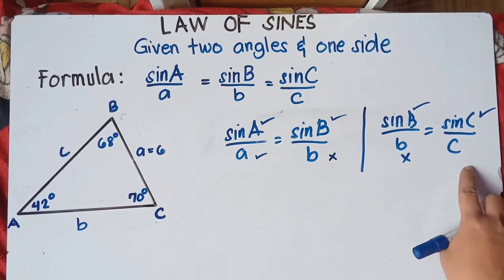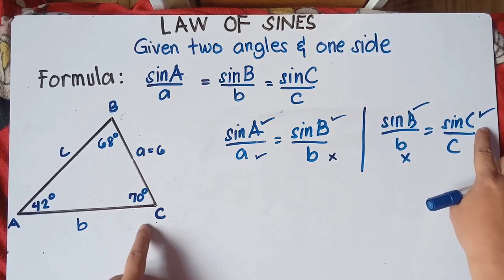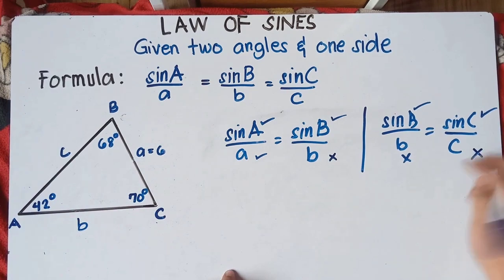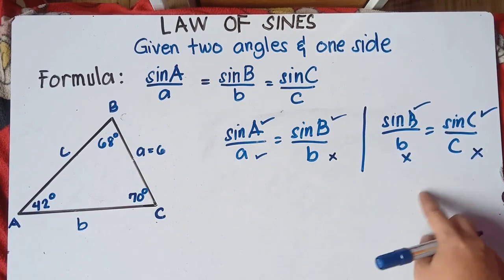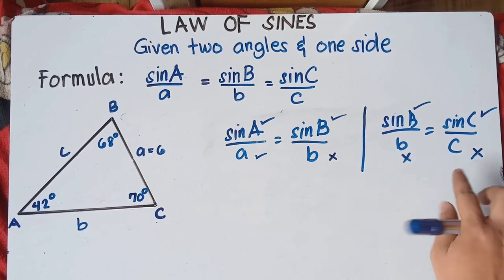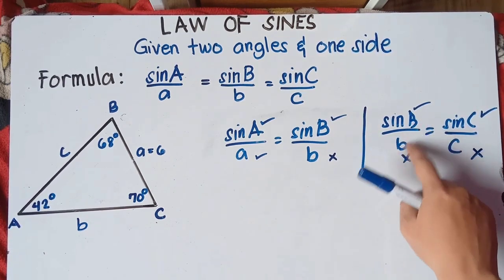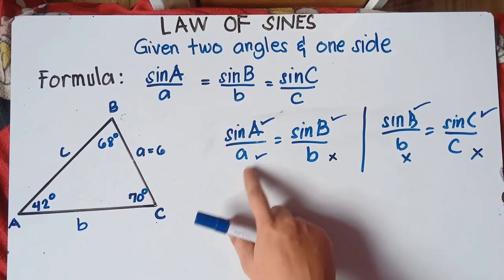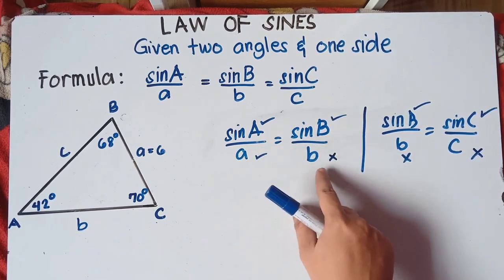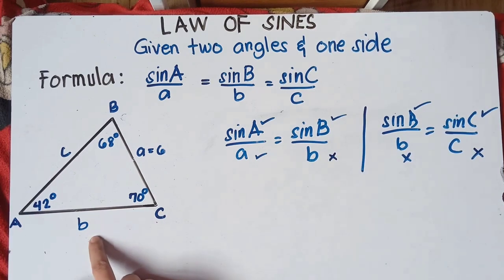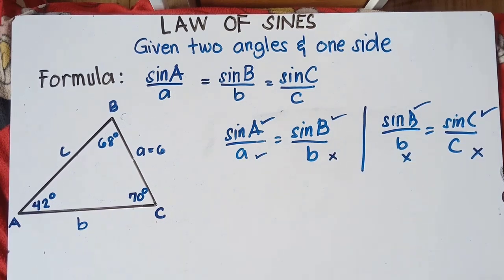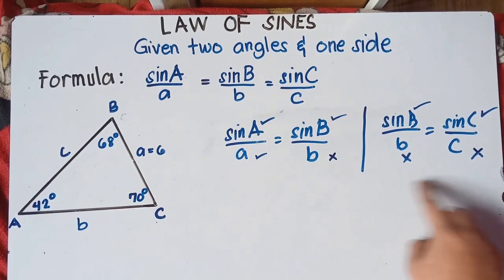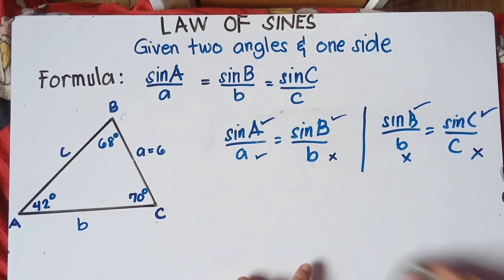Okay, let's check if we have C. Do we have angle C? Yes, we have angle C. Do we have C, the small c? No, we don't have the small c and we don't have the b. So therefore, we cannot use this one because there are two unknowns. So we cannot use sine B over B equals sine C over C because we have two unknowns. But this one, sine A over A equals sine B over B, we can use because we only have one unknown, which is B. Alright, so that's the thing there about the formula. You can check if we can use it or not. So we cannot use this one, we will be using this one.